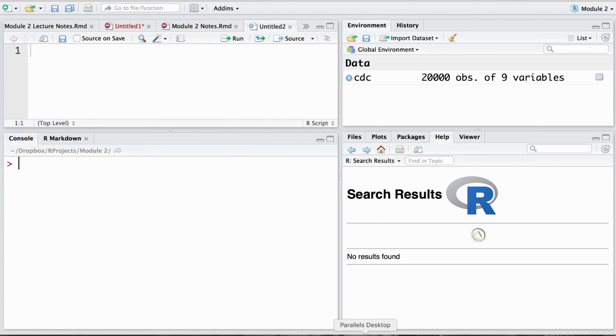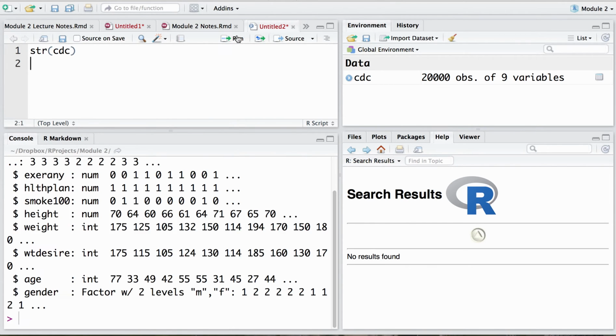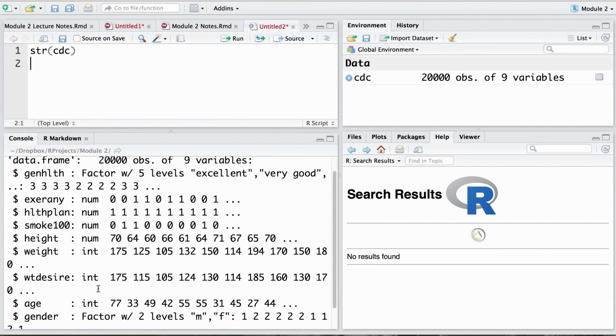Okay, there are two ways you can enter the command str(cdc). One way is you can come up here to the full screen editor and enter the command right there, str(cdc), and note that when I type the left parenthesis, RStudio automatically created the right parenthesis for me. Then when I've got that entered, I can go over here, with my cursor in this particular line, and click on Run. And note that the command actually, of course, gets run down here on the console.